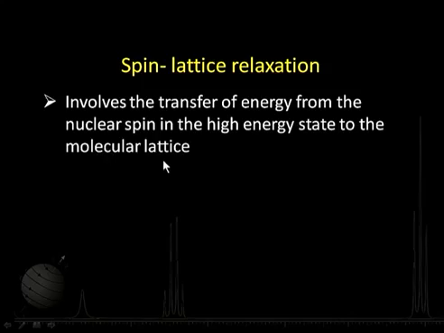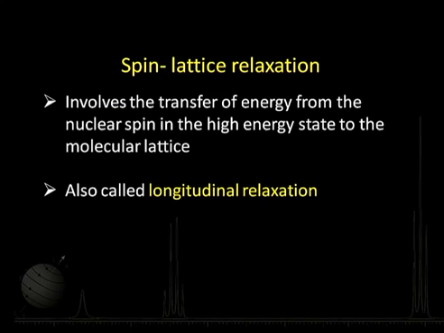So, what it means is this: you have nuclear spins which have got excited now. So, they have high energy, and they will tend to come down in energy. That coming down in energy happens because this nuclear spin is not in isolation, it is in a system, in a solution. So, there will be a molecular lattice around it, maybe of solvent or other molecules. The energy of the spin is transferred to that, and as a consequence the spin loses energy and comes down to the ground state. This is called spin-lattice relaxation, also called longitudinal relaxation.